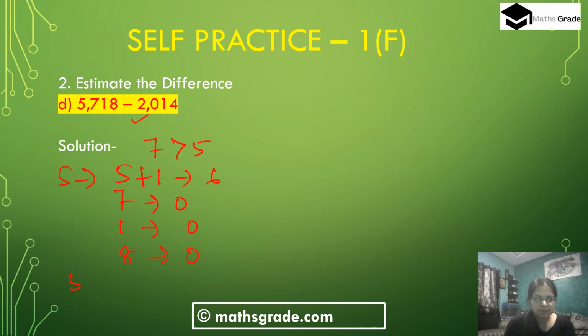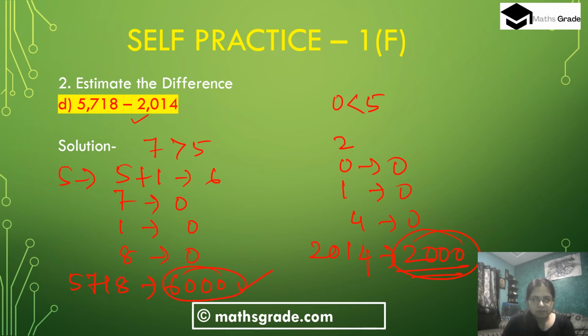Now 5718 rounded up to the nearest thousand is 6000. Now 2014. In 2014 the 100 place digit is 0. 0 is less than 5. So don't add 1 to the 1000 place digit. Just write down 2 as it is, and the 100 place digit 0 changes to 0, 1 changes to 0, and 4 changes to 0. So 2014 rounded up to the nearest thousand is 2000, and 5718 rounded up to the nearest thousand is 6000.